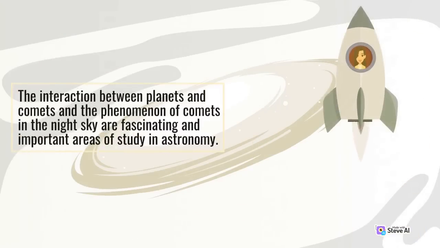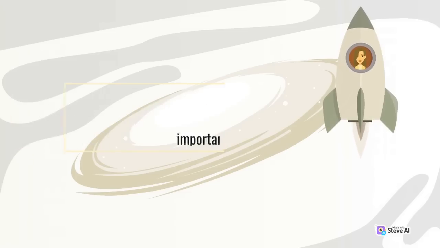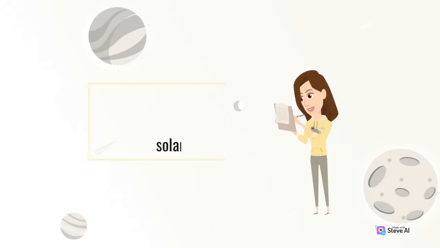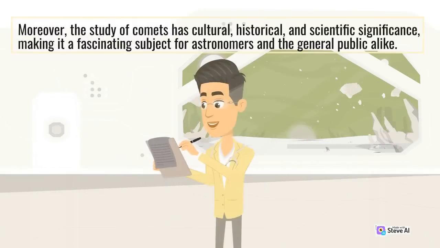The interaction between planets and comets and the phenomenon of comets in the night sky are fascinating and important areas of study in astronomy. By exploring these topics, we can gain a deeper understanding of the complex and dynamic nature of our solar system and its history. Moreover, the study of comets has cultural, historical, and scientific significance, making it a fascinating subject for astronomers and the general public alike.